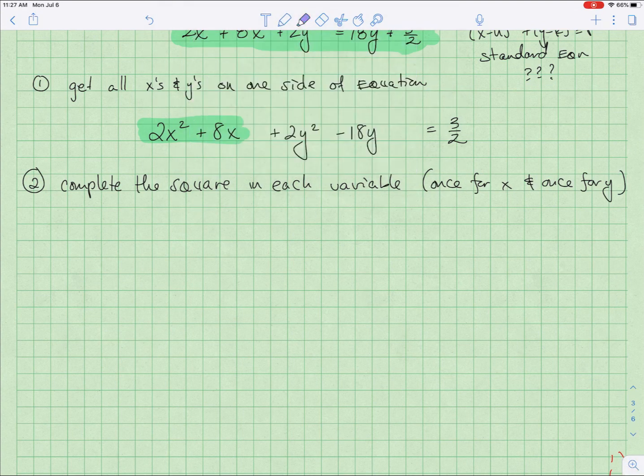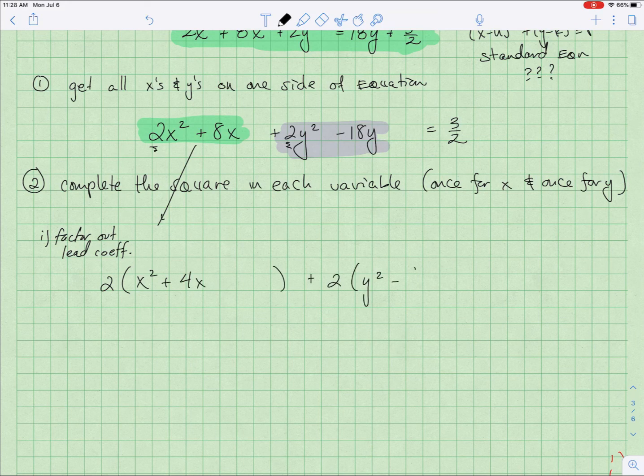Let me just color code this so that it doesn't get too confusing. The first thing you should remember when completing the square is you need that leading coefficient to be a 1 in both cases. So we're going to factor out the lead coefficient, but I'm going to really keep these separate. This is 2 times (x squared plus 4x), quite separate from the 2 on the (y squared minus 9y) as we factor this. And then this is 3 halves on the other side. So quite separately we have these two here.